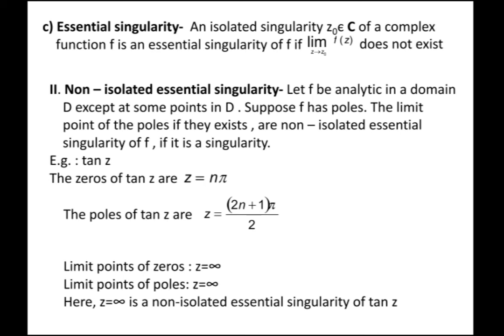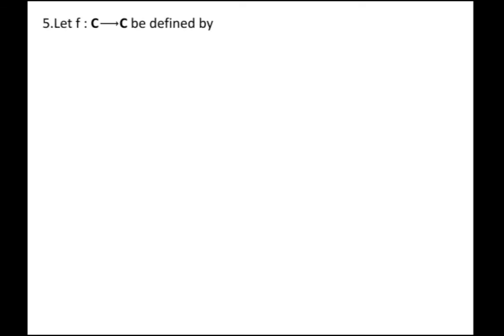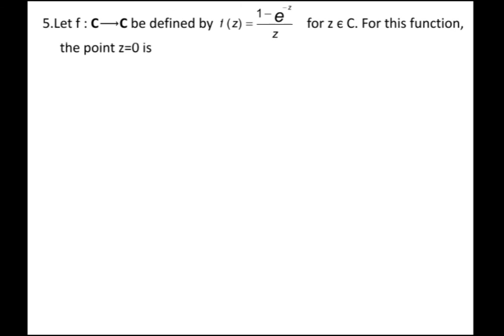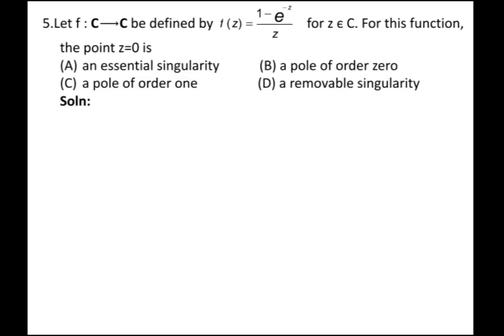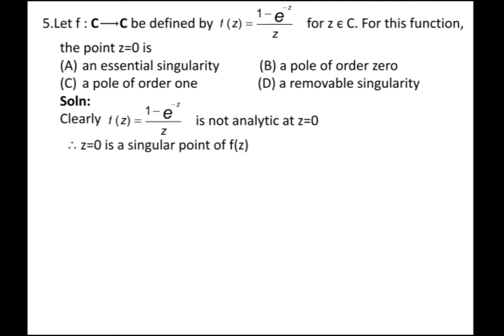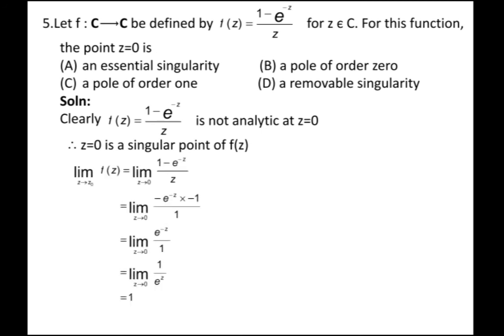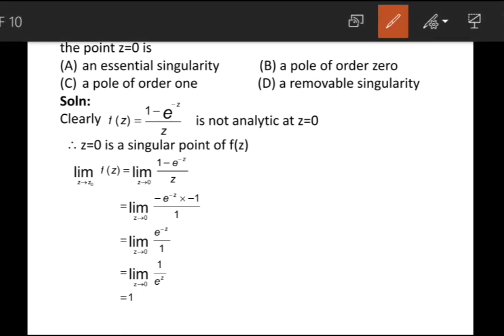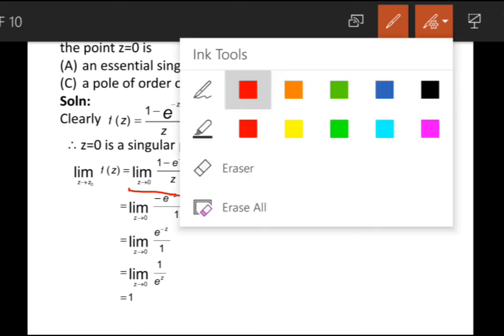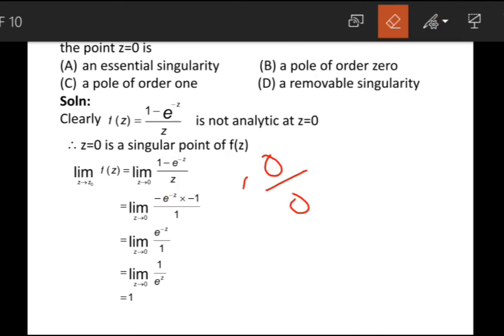Now let us solve the problem. This is the question. So here clearly the function f of z equal to (1 minus e raised to minus z) divided by z is not analytic at the point z equal to 0, right? So here z equal to 0 is a singular point of the function f of z. Then clearly limit z tends to z naught f of z is actually limit z tends to 0, (1 minus e raised to minus z) by z, which is in the 0 by 0 form.